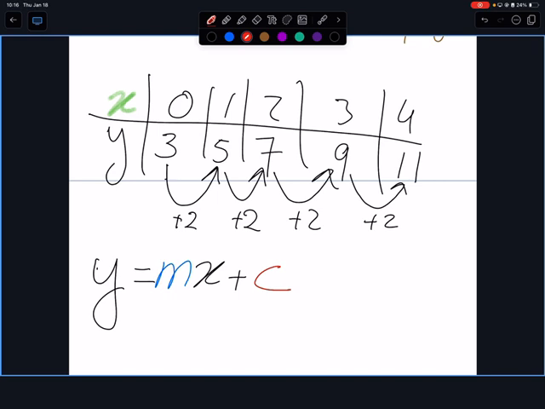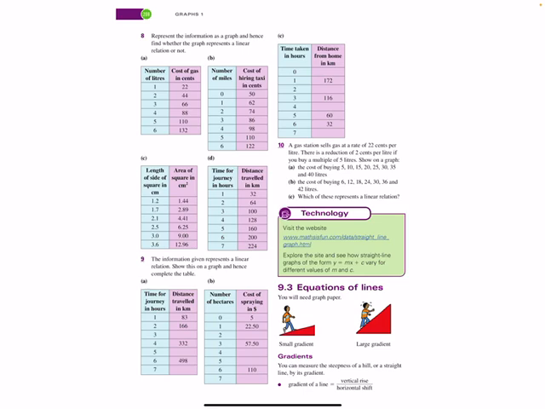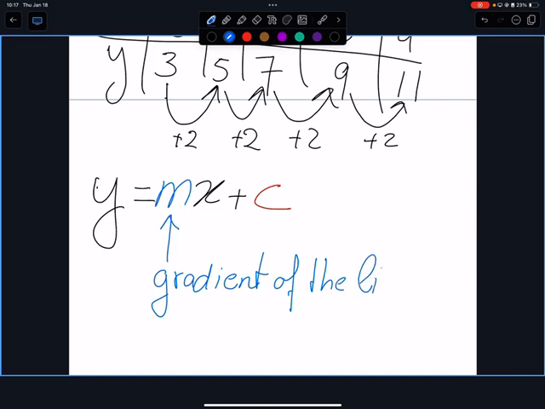Y equals mx plus c stands for an equation. You already know it. The m stands for the gradient of the line, and the c stands for the starting point of the line.